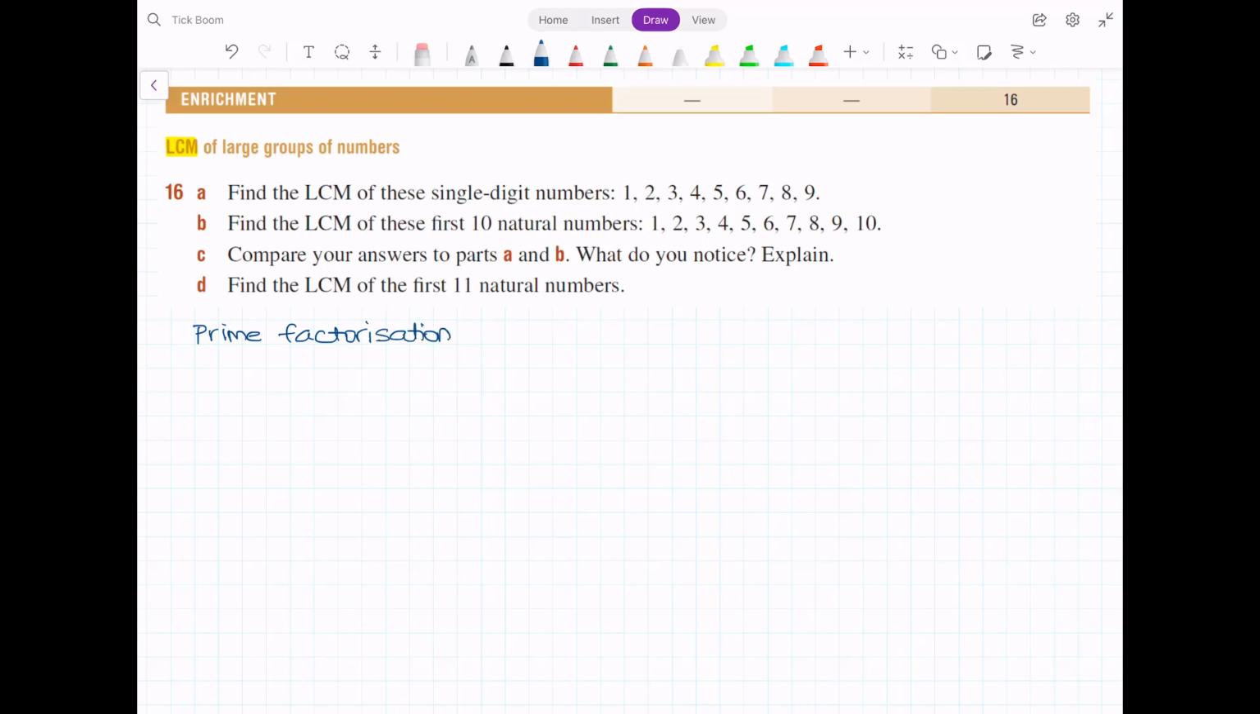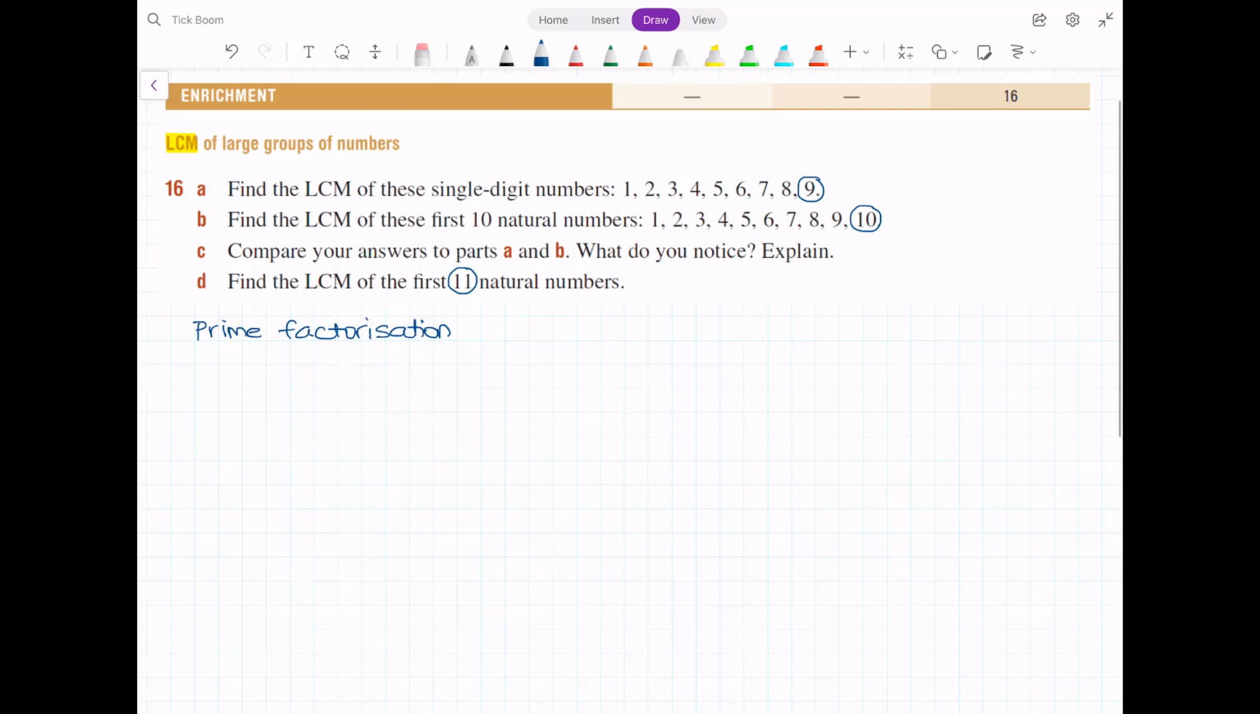Given for part A, we need to get the prime factorizations for everything up to 9. For part B, we'll have to do it for everything up to 10. And for part D, for everything up to 11. It makes sense just to, as a preliminary step, get all the factorizations for everything from 1 through to 11. And then we'll have all the ingredients we need.